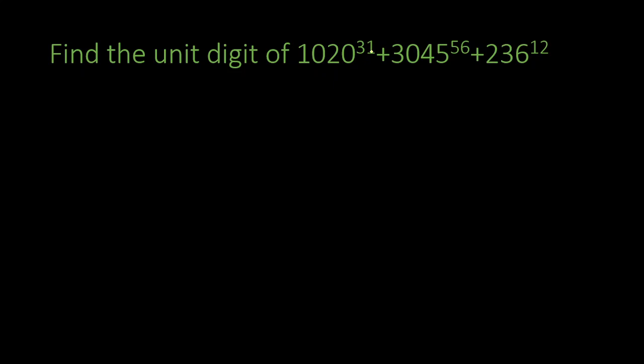1020 to the power of 31. You know that 0 to the power of anything is 0. So I get 0 here. Now you take the last digit 5, 5 to the power of 56. 5 to the power of anything is 5, plus 6 to the power of 12, where the last digit is 6. 6 to the power of anything is 6. So 0 plus 5 is 5, and 5 plus 6 is 11. So the unit digit here is 1. The final answer for this question is 1.